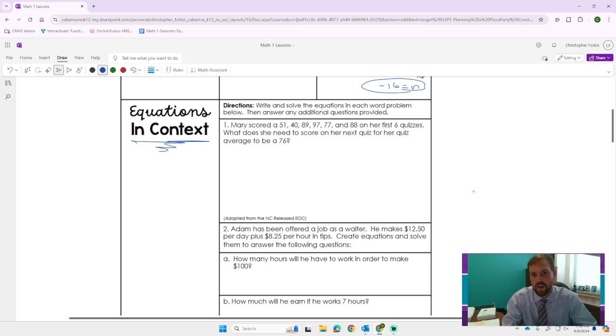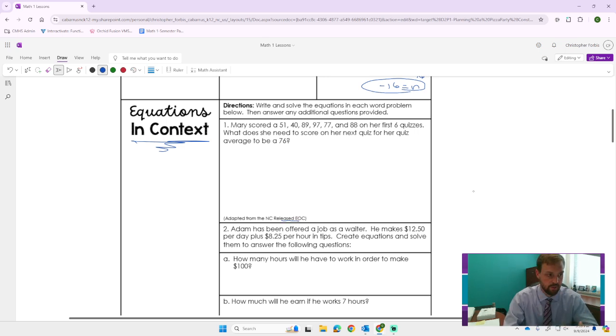It says Mary scored a 51, a 40, 89, 97, and 77, and an 88 on her first 6 quizzes. What does she need to score on her next quiz for her average to be 76? All right, this is a very common question on an exam. You can even see at the bottom right here, it says this is adapted from a released EOC. This is a very common question.